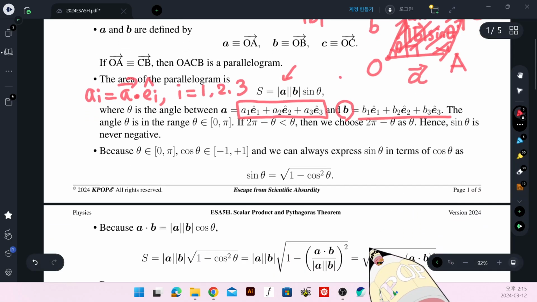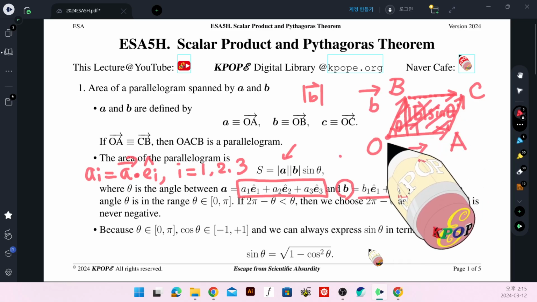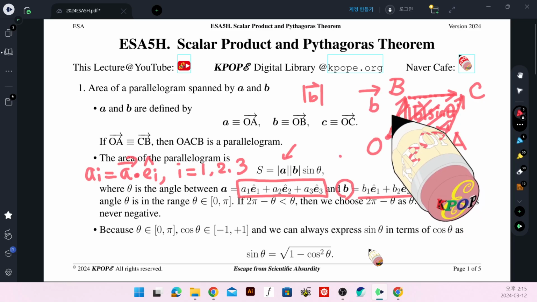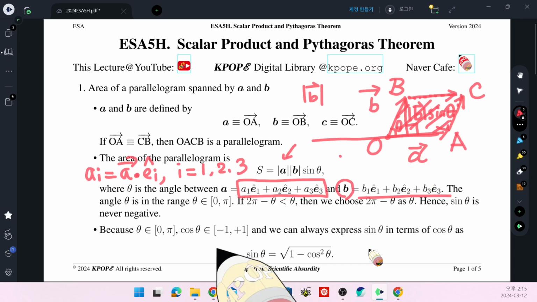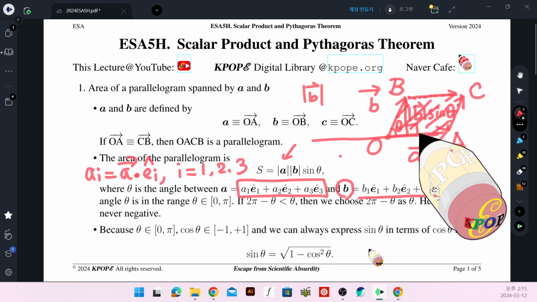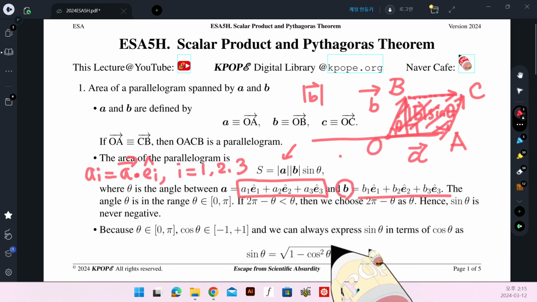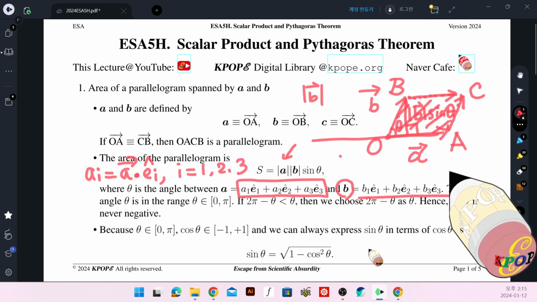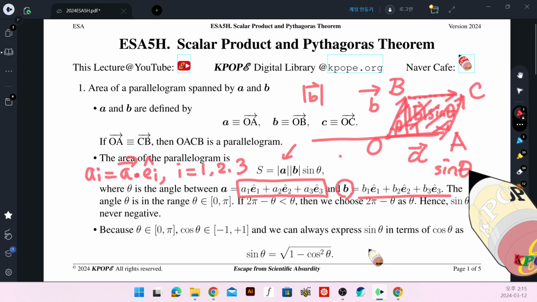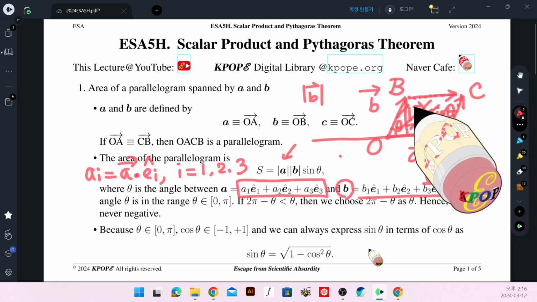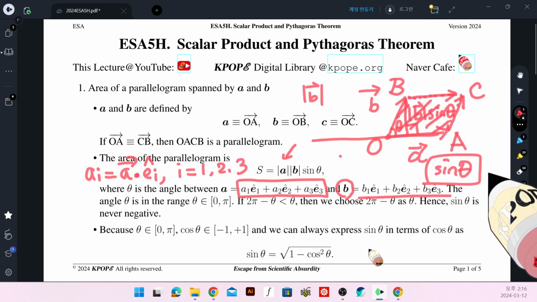Okay, and then if I draw a parallelogram, the angle between A and B can always be chosen such that the angle theta is between 0 and pi only. Okay? Therefore, sine theta, that is used to determine the height of this parallelogram, is positive definite.